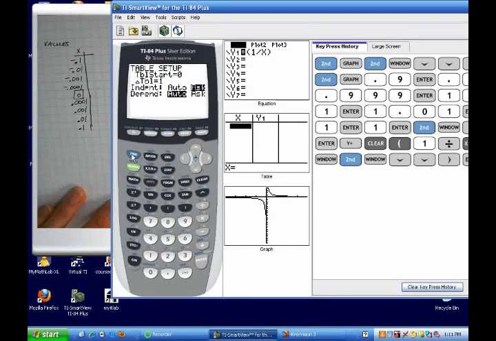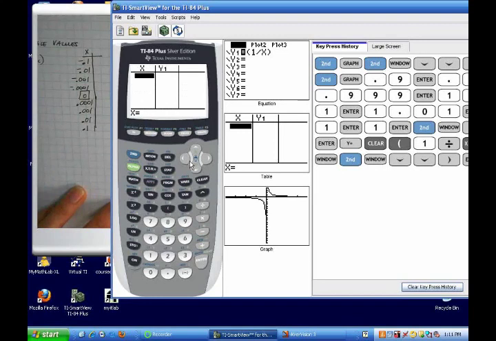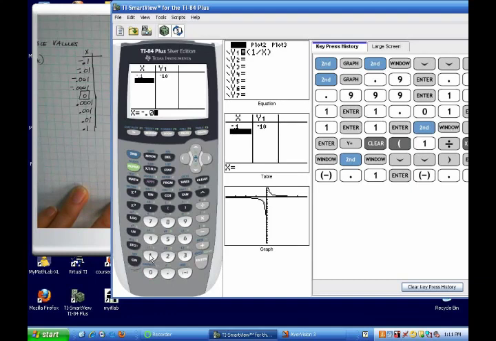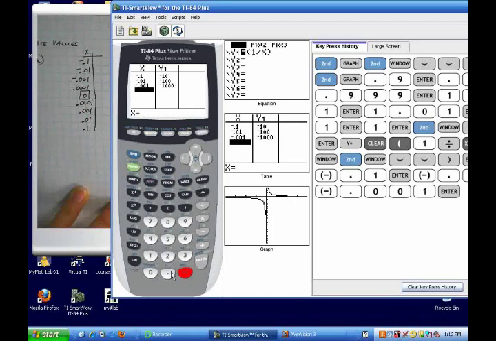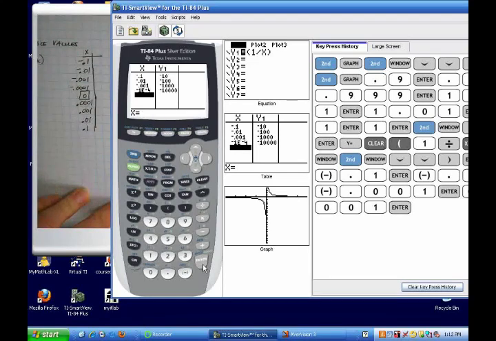Then go to your second table, and it's waiting for you to put these table values in. So you'll say negative 0.1, and we get a height of negative 10. Put negative 0.01 and get a height of, wow, negative 100. It's falling fast. Negative 0.001, negative 1,000, and negative 0.0001. So it's going negative very, very fast. And so this is that negative infinity side of the graph.